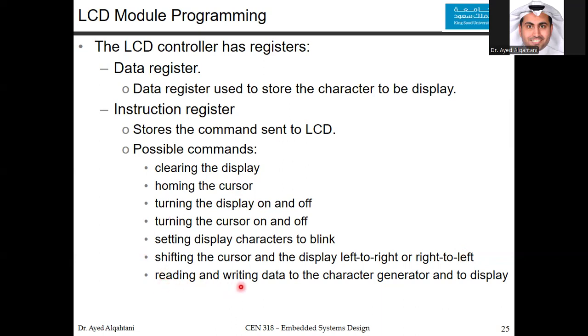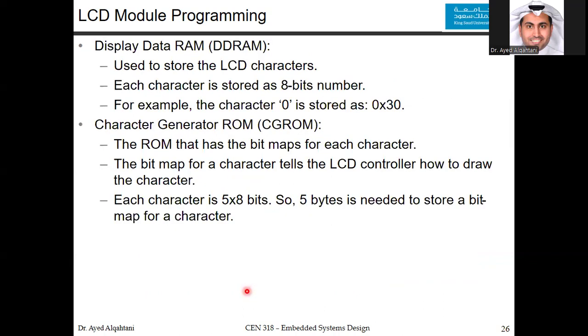Also, you have reading and writing data to the character generator and displaying it; these are the important commands. And usually it's writing. I should give the instruction to the LCD: hey, write this data to the screen. More than that, we have the display data RAM or the DDRAM. It's used to store the LCD characters, and each character is stored as an 8-bit number. For example, if you want to show the character 0, you should store it as 0x30. It's something like the ASCII code. And we will see how we get this number in the next slide.